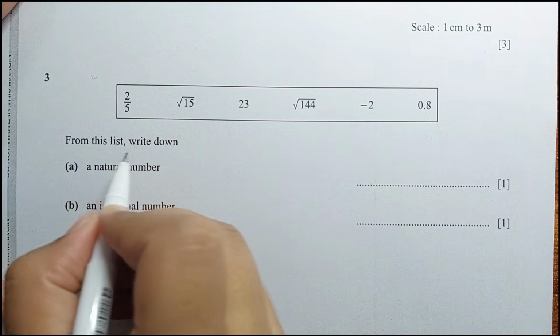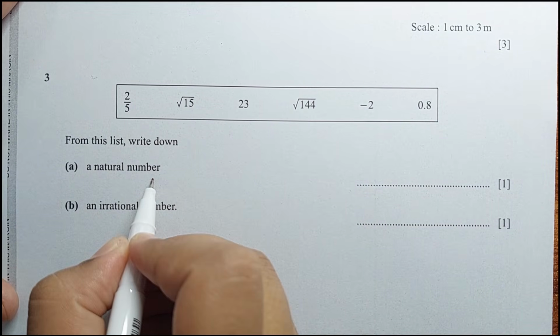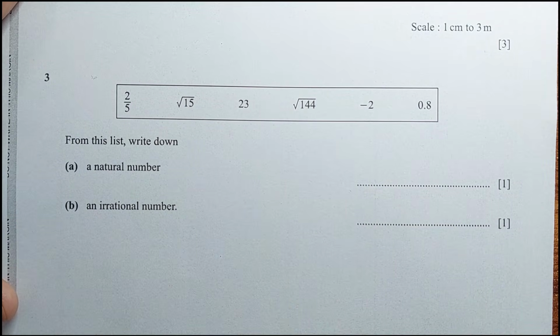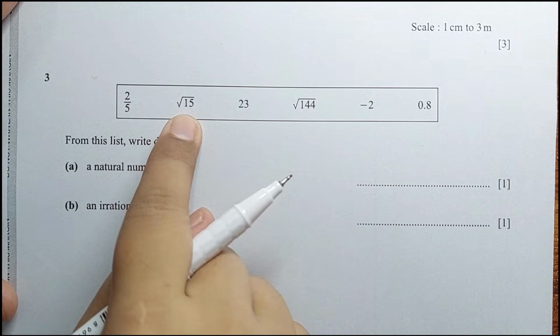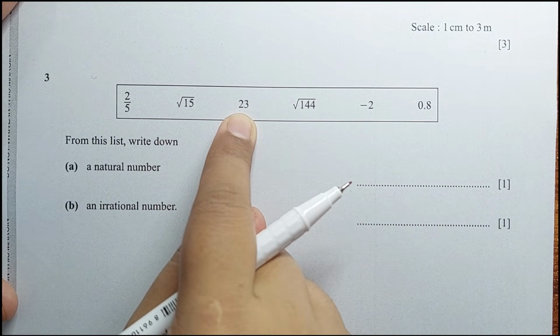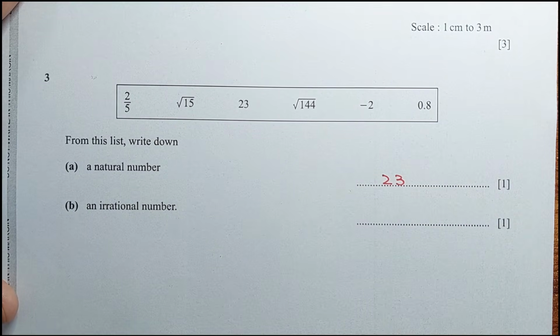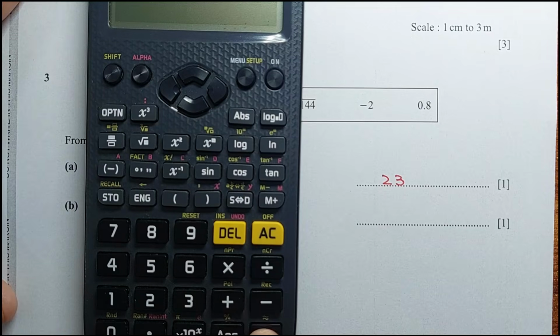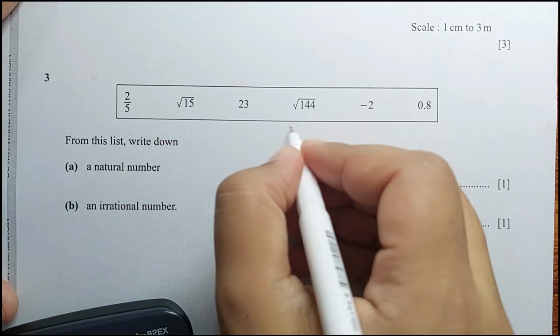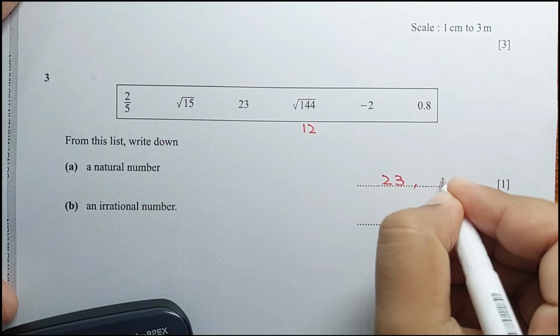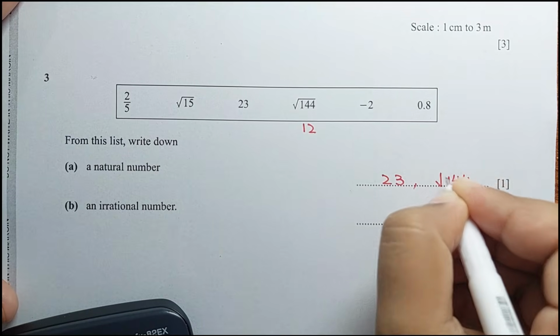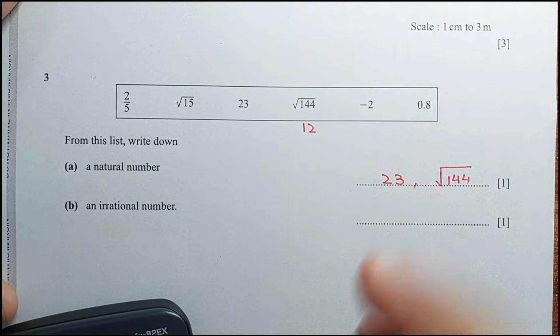Question number 3. From this list, write down, part A, a natural number. Okay, so it is a natural number. It is not natural. 23 is a natural number. Yes. Root 144 is 12, I guess. That is 12. So this is a natural number. These two are not natural numbers.